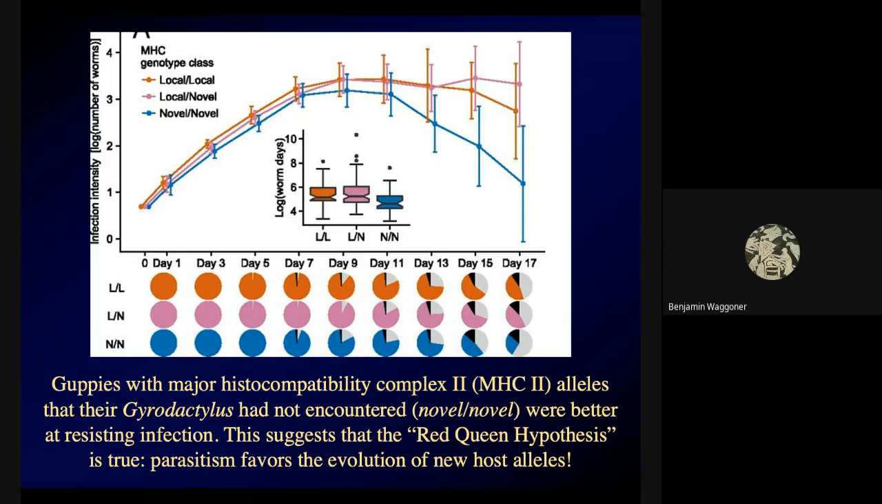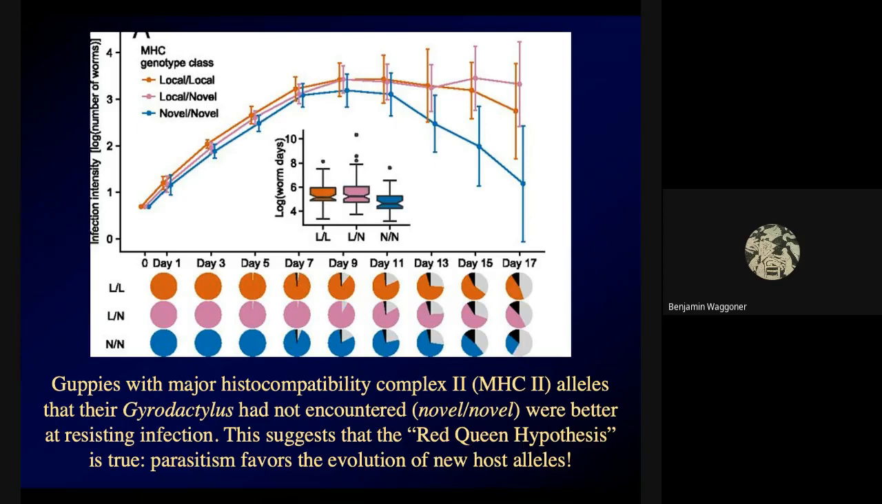That blue line in the graph up there at the top, those are the guppies that were homozygous for MHC alleles that their Gyrodactylus had never seen before. And you can see they're better at shucking off the infection. They got infected, but after about day 9, the numbers of worms per guppy dropped a lot more. So they were better able to fight off the infection. Whereas the fish that had MHC alleles that Gyrodactylus had encountered before didn't do as well.